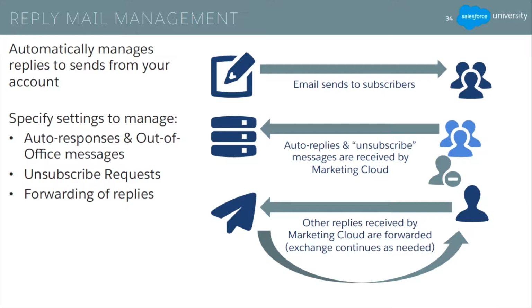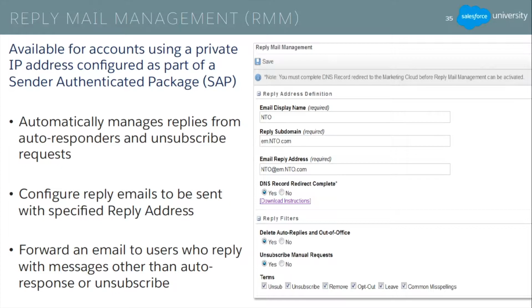Now, I can't show you configured reply mail management. This is part of our sender authenticated package that most of our enterprise customers do have set up. But I can walk you through the form. Essentially, this is set up as part of the services implementation. When we are setting up reply mail management, you're going to see that we have the display name that's going to be on that reply, the subdomain that it would send those replies to. You can see we have DNS record redirect complete. The customer has to do that to be able to prove that the domain is their own.